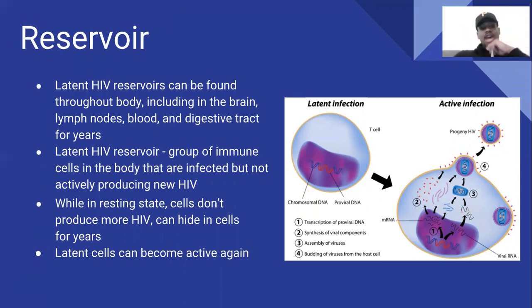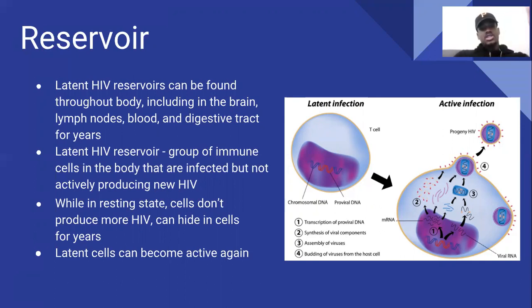Latent HIV reservoirs can be found throughout the body, including in the brain, the lymph nodes, blood, and digestive tract. A latent HIV reservoir is a group of immune cells in the body that are infected with HIV but are not actually producing new HIV.